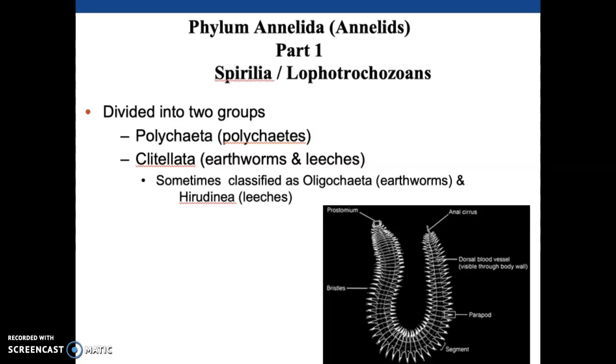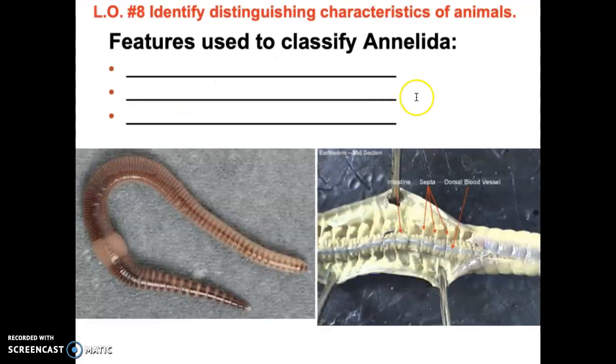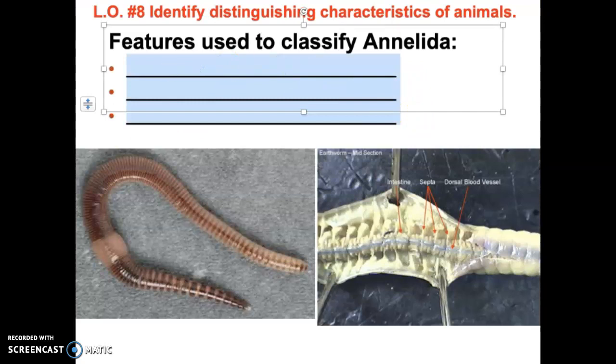So, all right, the first starting point, as always, is what makes something an annelid or a member of phylum Annelida? So we're going to go through the key features, list those out, and say, all right, this is what makes these guys go into this phylum versus phylum Mollusca versus phylum Nemertea, phylum Rotifera, and so on. So what are the key criteria for this particular phylum? Okay, so features used to classify a member of Annelida.